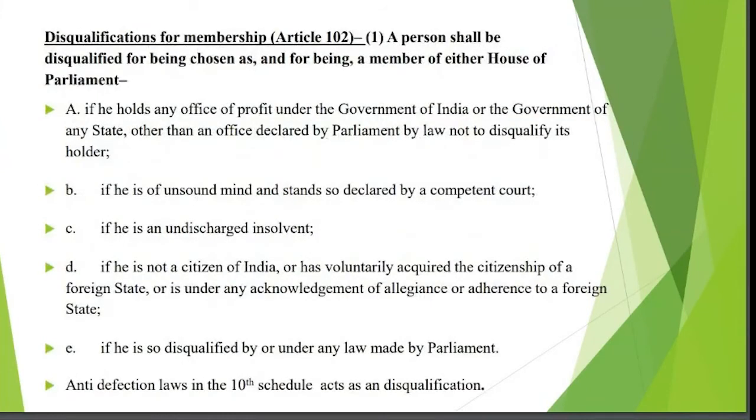Now let's have a look into the disqualification for membership, which is dealt with under Article 102. This disqualification is meant for both Houses of Parliament. That is, firstly, if he holds any office of profit under the government of India or the government of any state. Secondly, if he is of unsound mind and declared so by a competent court. Thirdly, an undischarged insolvent.